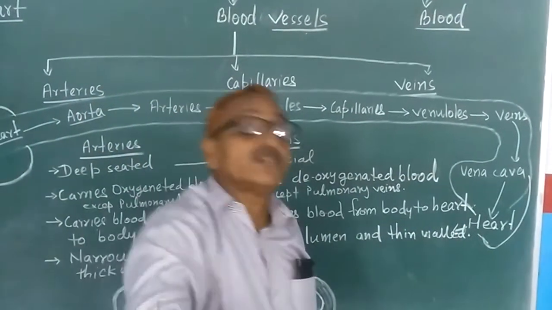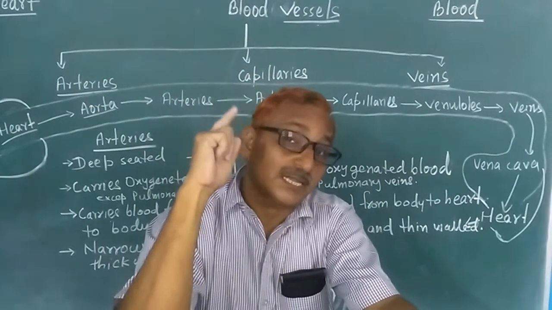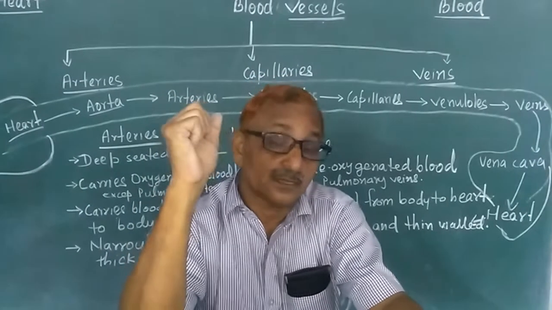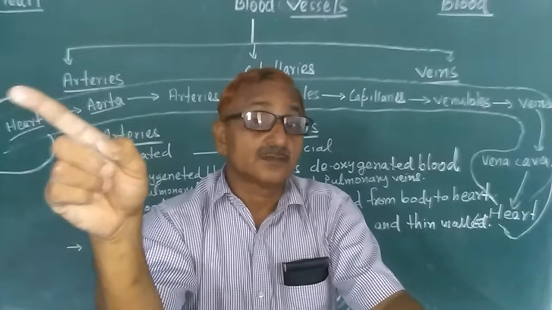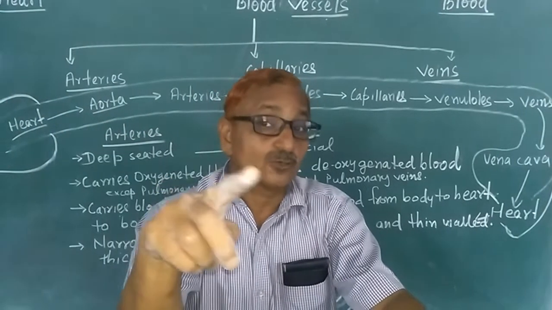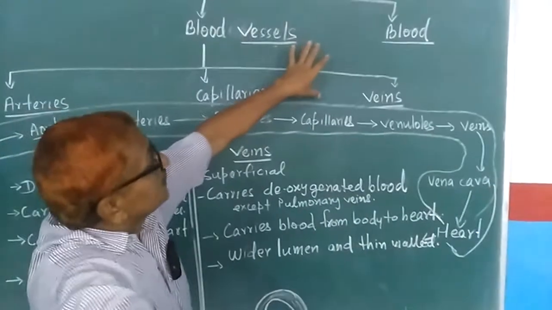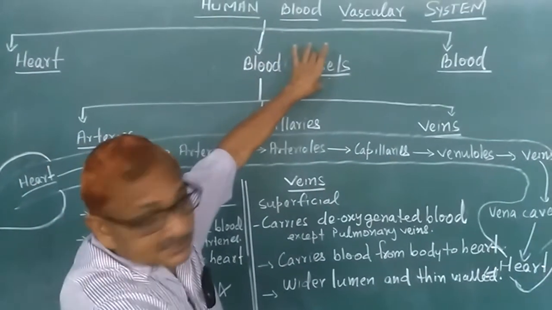Blood circulation is very important because it carries oxygen from the lungs, and the heart, by pumping, sends this blood to different parts of the body, carrying oxygen as well as glucose dissolved in water. Here we are focusing only on the blood vessels in this video.